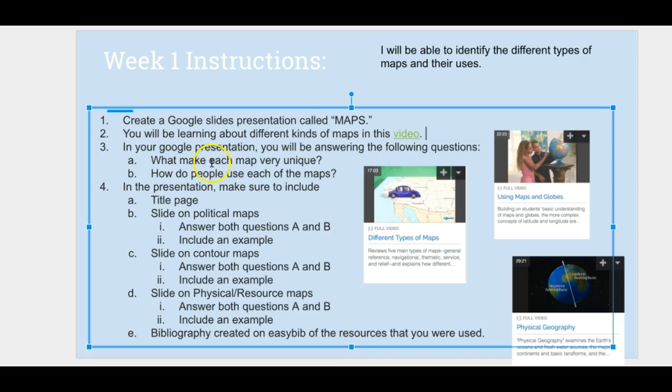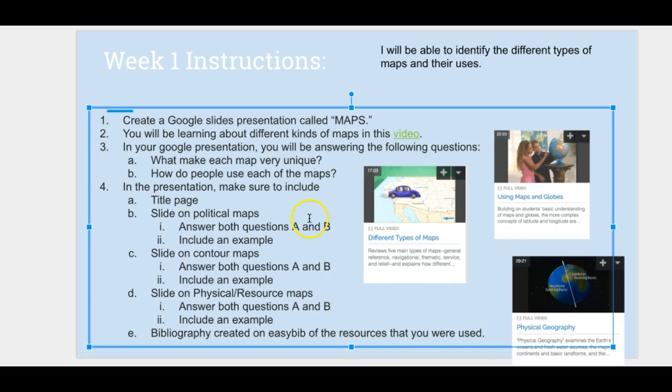What makes each map unique? And as you go through these different videos on Waukesha Discovery Education, which is where these are located, you'll be asking, how do people use each of these maps?